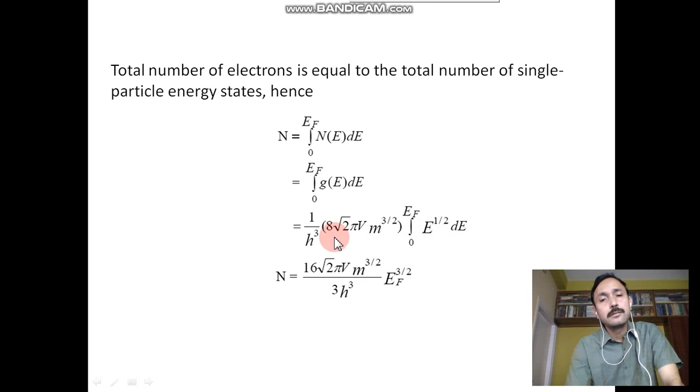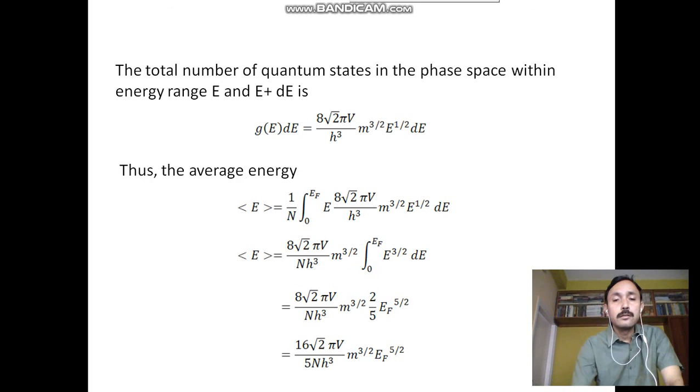So N becomes 1 by h cube, that means 8 root 2, here this one becomes 3 by 2, so 2 will be in the numerator part. This one becomes 16 root 2 pi V m to the power 3 by 2, and in the denominator part 3h cube, Ef to the power 3 by 2. Now we know the value of N, so we have to put the value of N here.